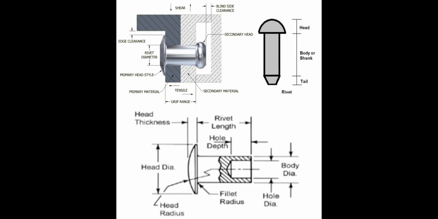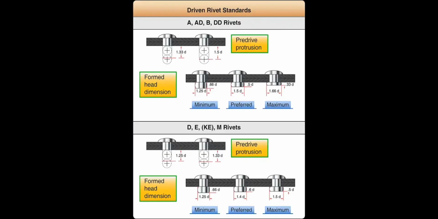What is a bend tangent line? Line at which the metal starts to bend. What is a joggle? Offset near the edge of a piece of sheet metal to allow clearance for a sheet or extrusion.